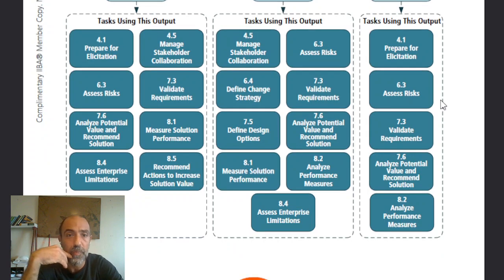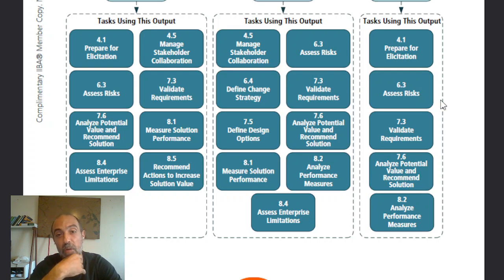So here, in the business objective, the tasks using this output are going to be when we're preparing for elicitation, manage stakeholder collaboration, assessing risk, validating requirements, analyze potential value and recommend solution, measure solution performance, assess enterprise, recommend actions to increase solution value. So it's things that we did in chapter 4, when we're eliciting, and things that we potentially do in the future.